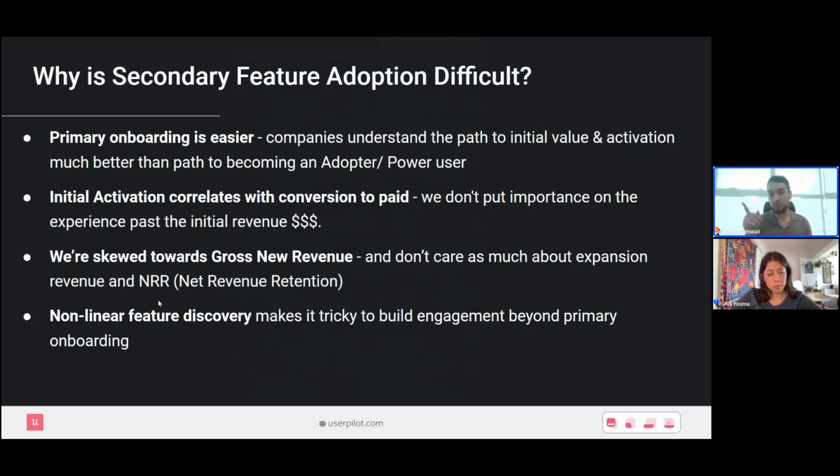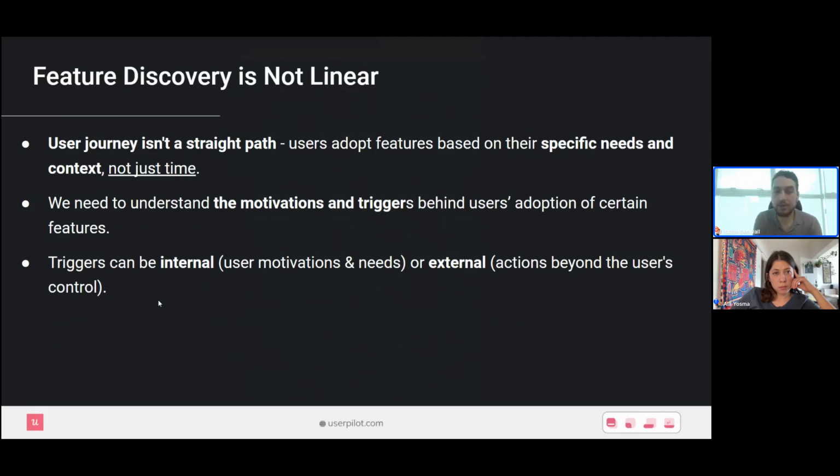But the most important part of why this is difficult is that, unlike activation, secondary feature or feature discovery is not linear, right? If you think about any activation journey, most of the time it's very linear. Or at least, even if it's not linear, it's a bunch of events that I have to do, and I have to do them in the beginning, right? But when it comes to feature discovery, there's no certain path, right?